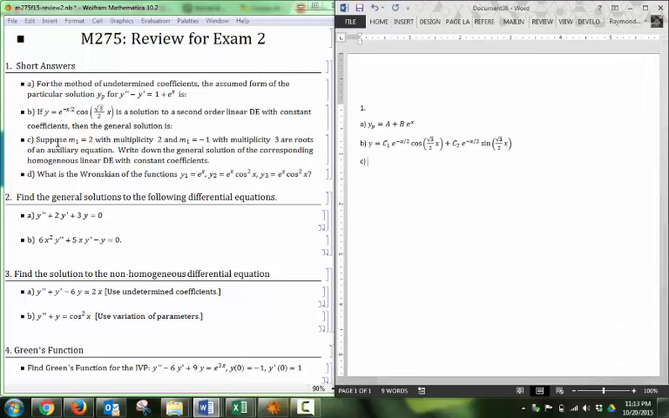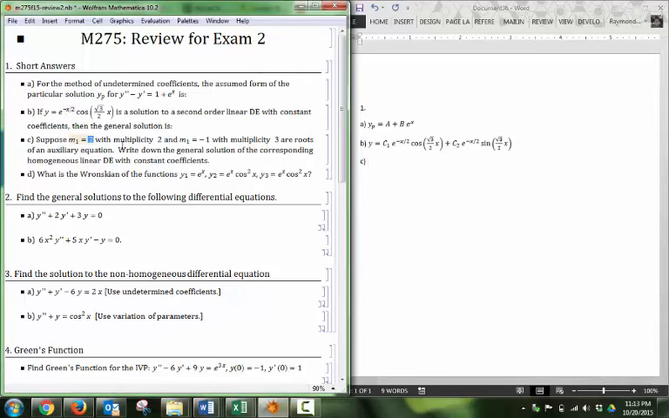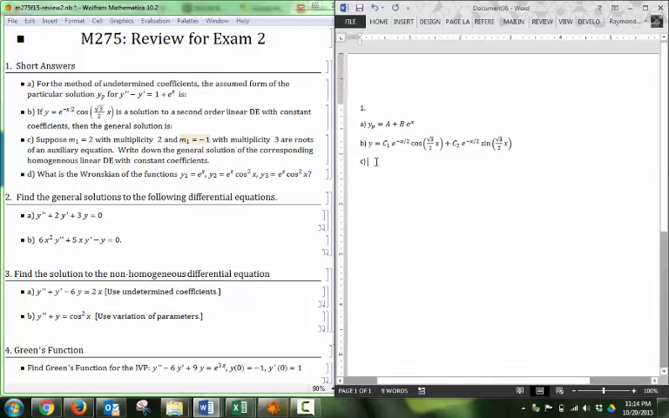So part C. Suppose that m1 is equal to 2 with multiplicity 2 and m2 is equal to negative 1 with multiplicity 3 are roots of an auxiliary equation. Write down the general solution corresponding to the homogeneous linear differential equation with constant coefficients. All right, so we're still dealing with constant coefficients. We're assuming that our roots are 2 and -1, but with multiplicity.